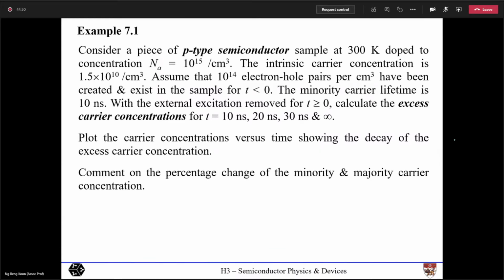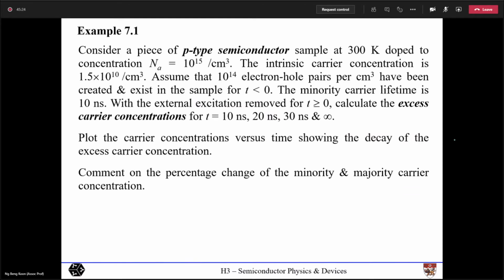So in this case, let's say we have a piece of p-type semiconductor, and your acceptor doping is 10 to the power 15. Intrinsic carrier concentration is 1.5 by 10 to the power 10, so this tells us that this is really a silicon sample. Now, in this question, you are told that 10 to the power 14 electron hole pairs are created and exist in the semiconductor for t less than 0. Okay, so this is your delta N, delta P.